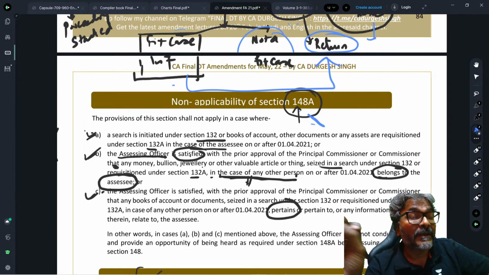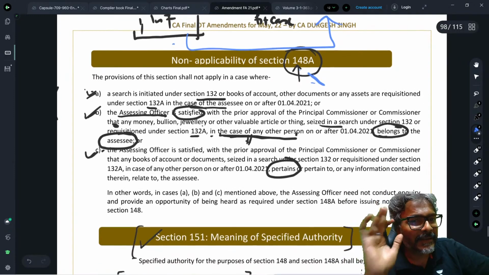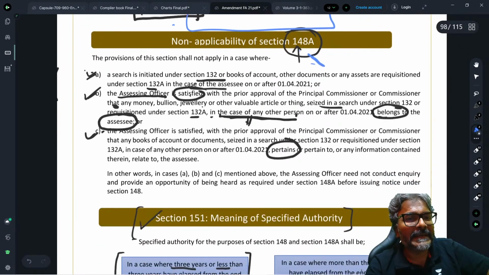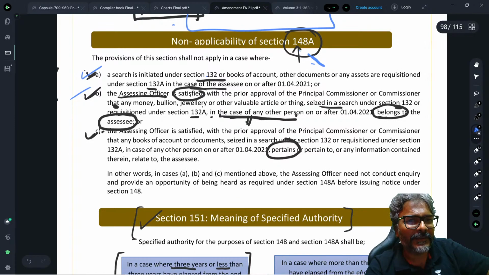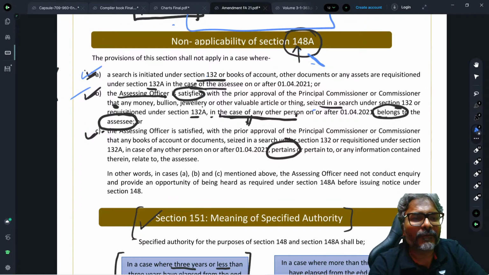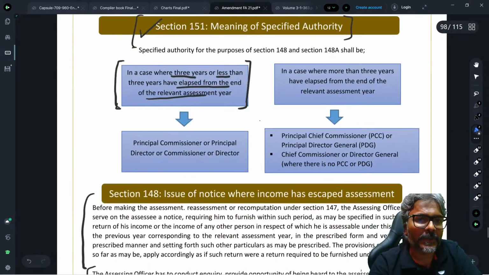In simple words, students, remember this: if it is a search case or a requisition case, in that situation, the search case of the assessee or the requisition case of the assessee, as the case may be, in that particular situation, students, you will say that now this proceedings before proceedings under 148A is not required.